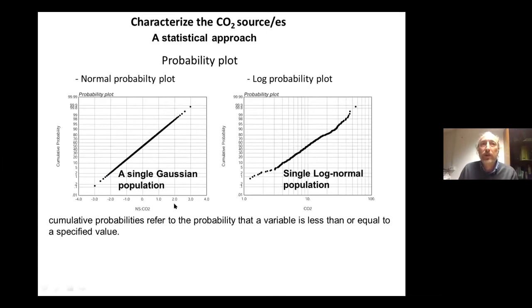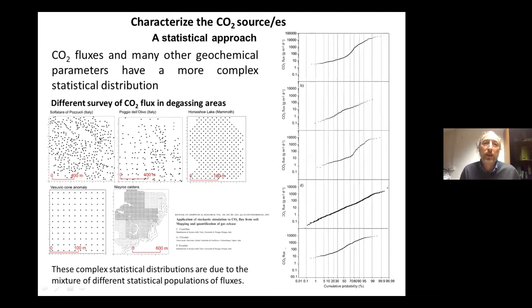But our data may not be Gaussian distributed. If we are lucky, working with the log of the values of the data and using a log probability plot, our data can show this straight trend that is telling us that our data is representative of a single log normal population. But unfortunately, gas fluxes from soil, carbon dioxide fluxes from soil, as with many other geochemical parameters, have no simple distribution.